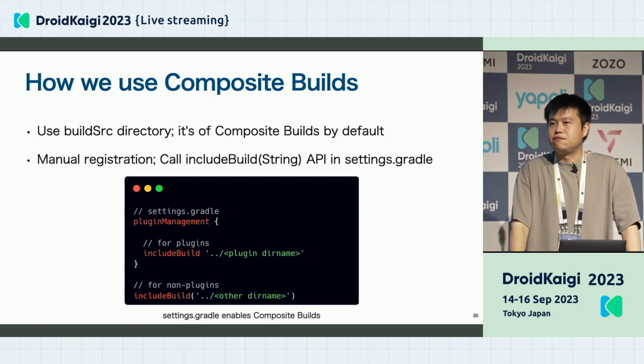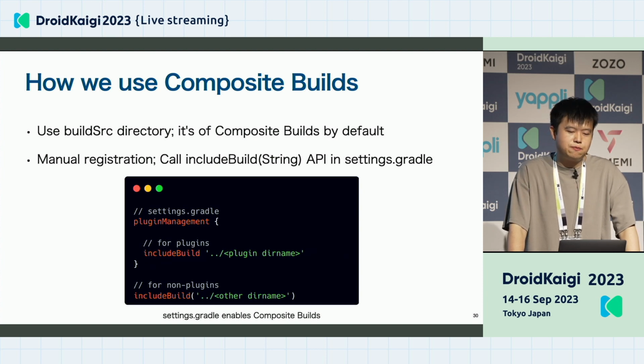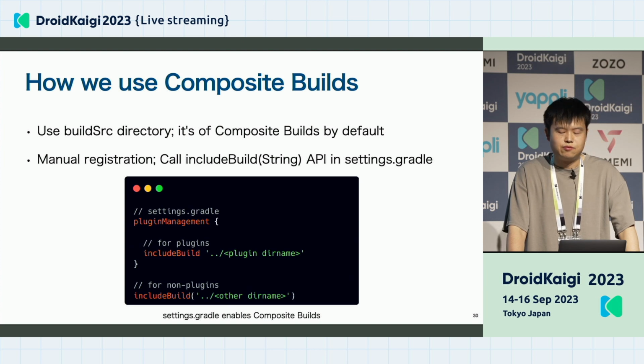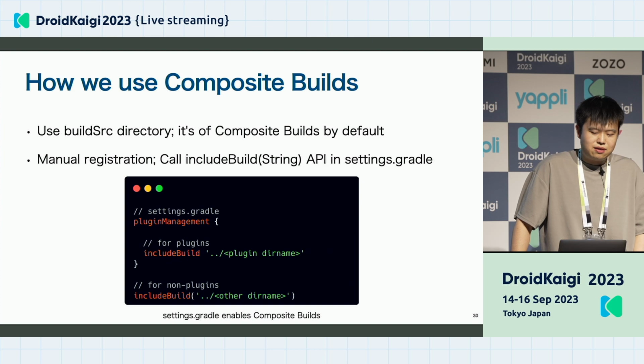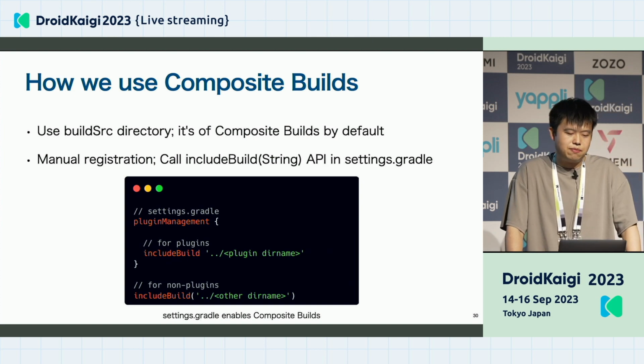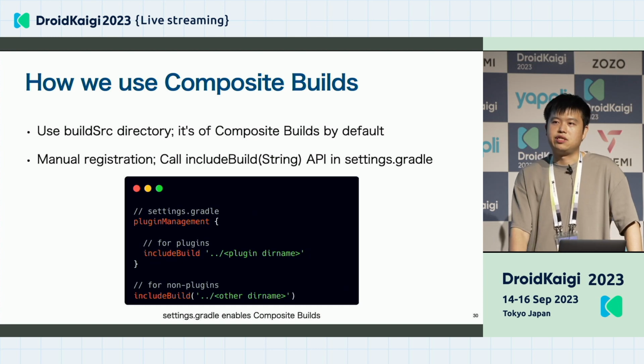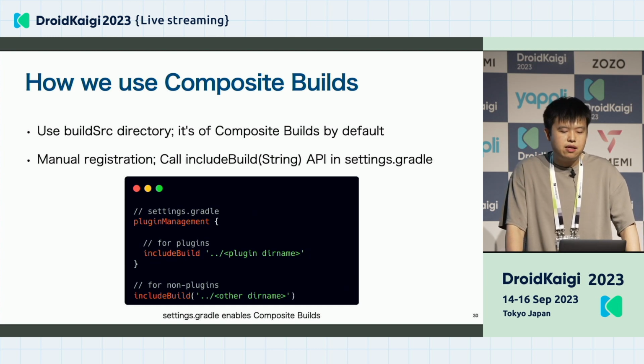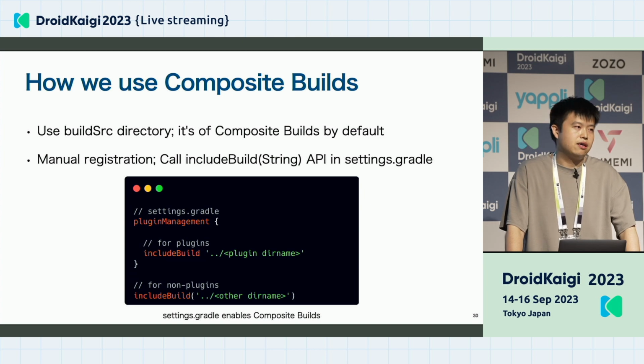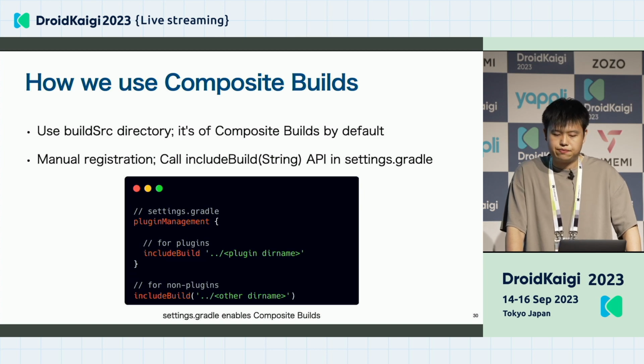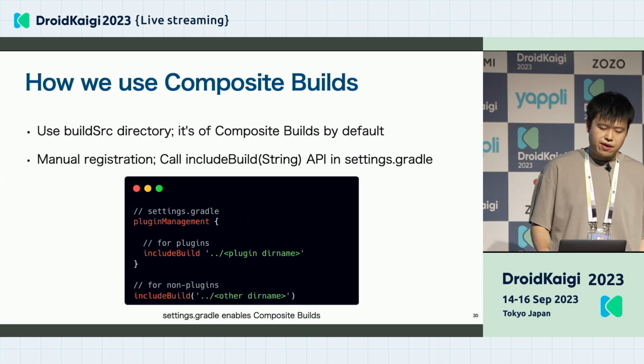To use composite builds, we can use a predefined directory. It's the buildSrc directory. It's registered to composite builds by default. The second option is manual registration. We need to include build APIs in the settings Gradle file. But we can use any directories for composite builds. Which is better?